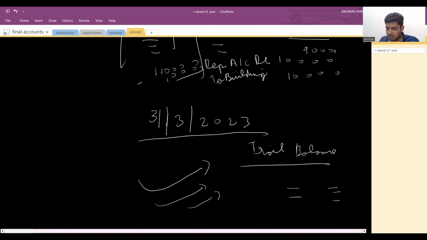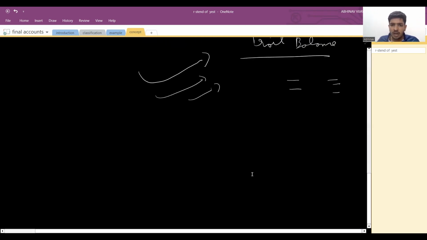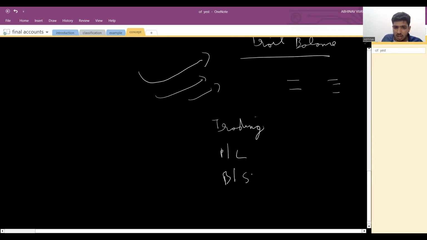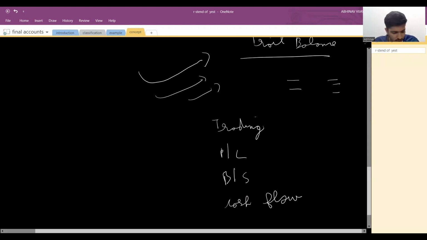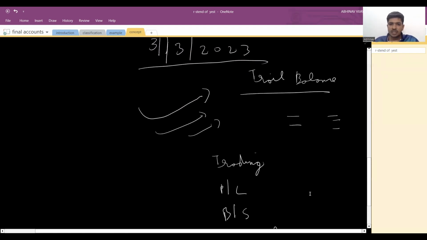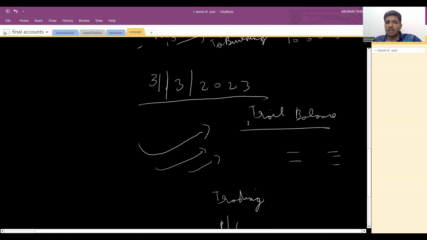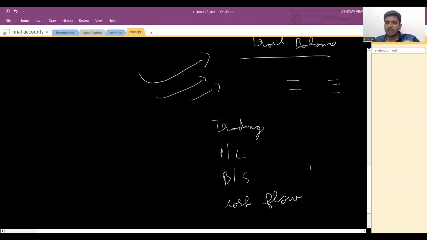And after it tallies, from this trial balance, a trading account, a profit and loss account, a balance sheet, and a cash flow are prepared. All this cash flow you'll learn later. You'll have fund flow, then various ratios you need to prepare, and several other things like capital budgeting. All those things you'll learn later in your future grades. But for now, at the end of the year, this happens, and the trial balance is prepared for all this.